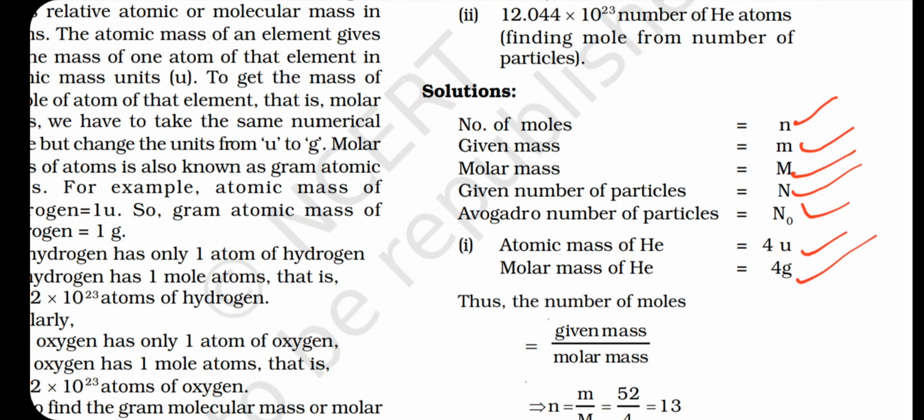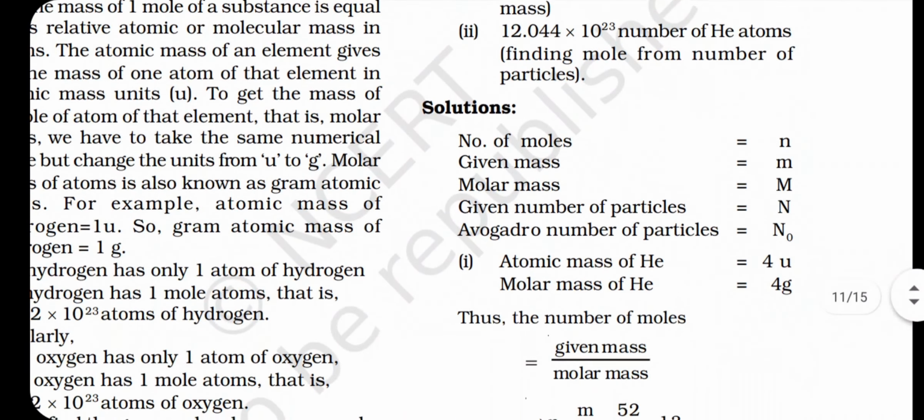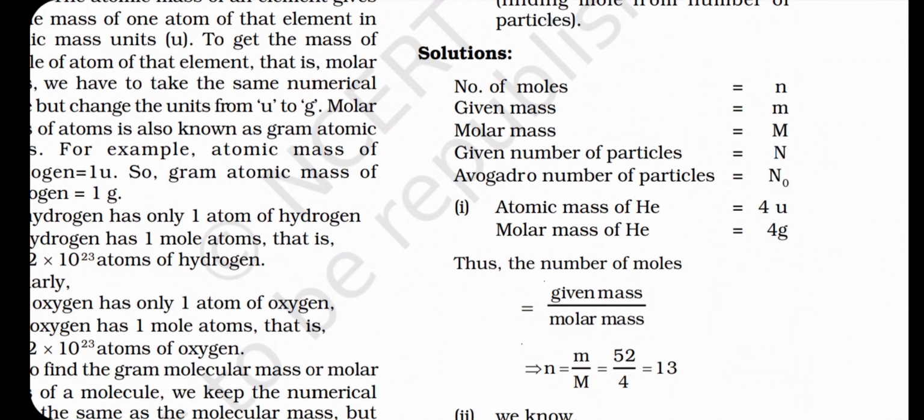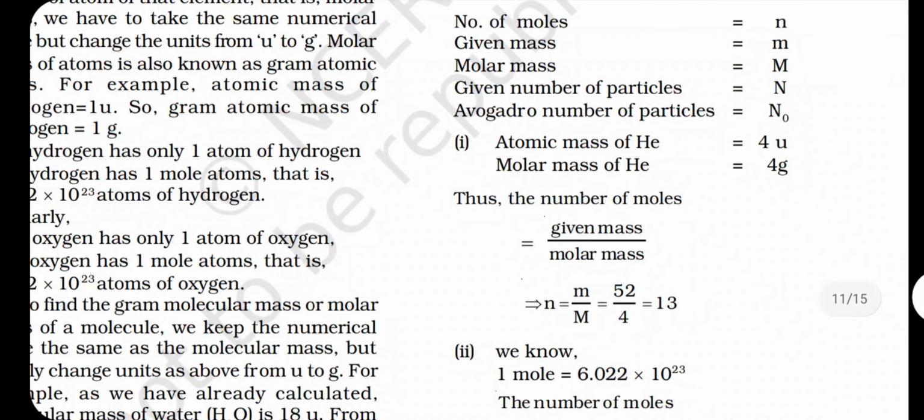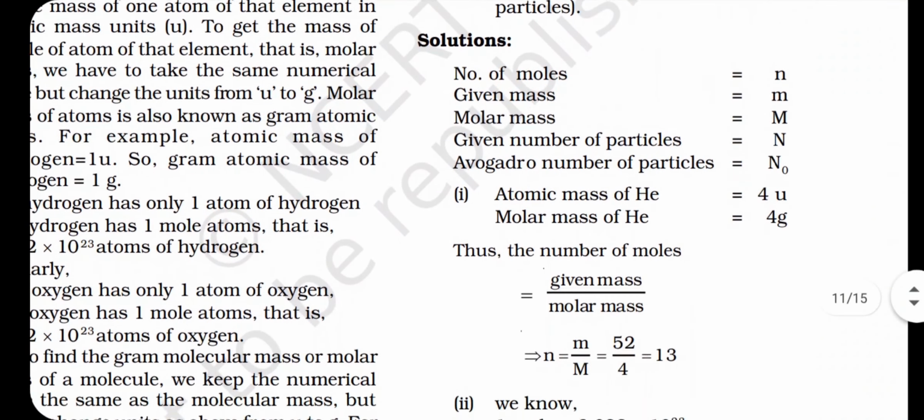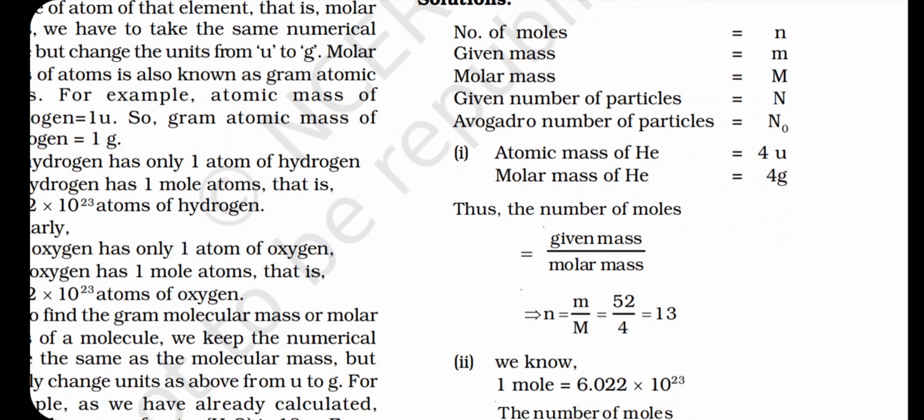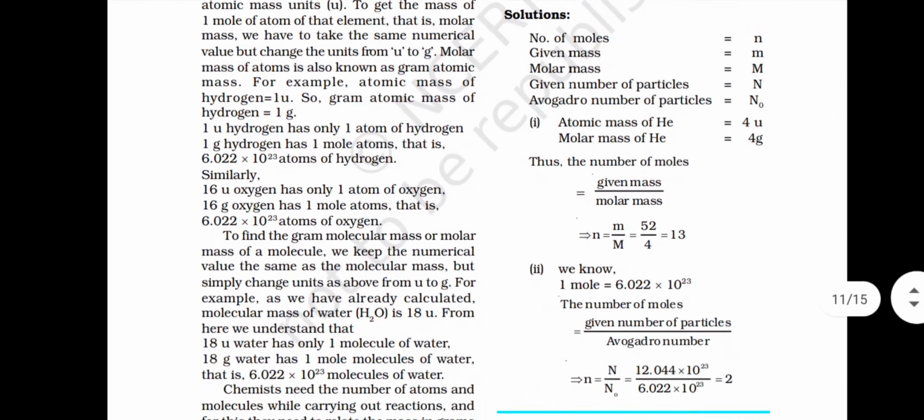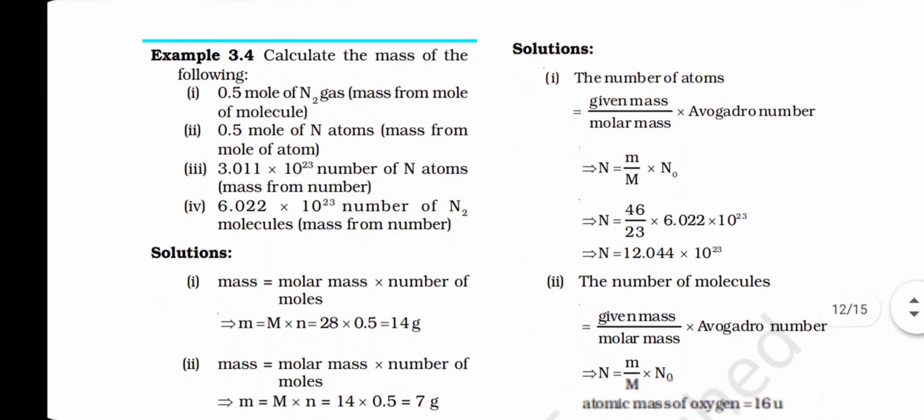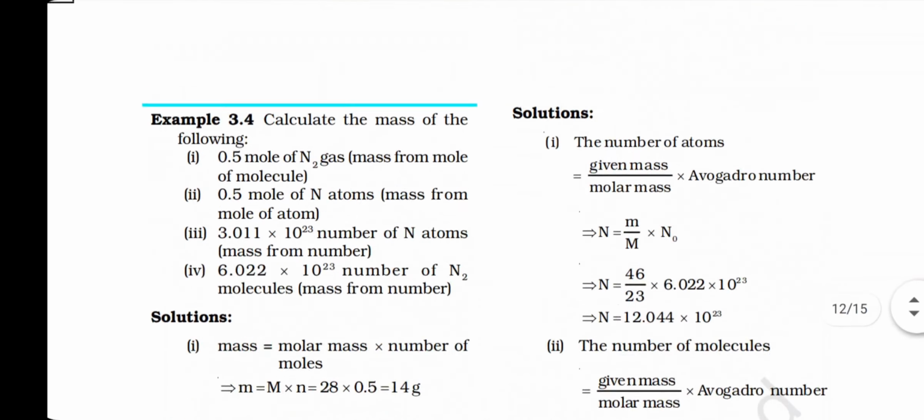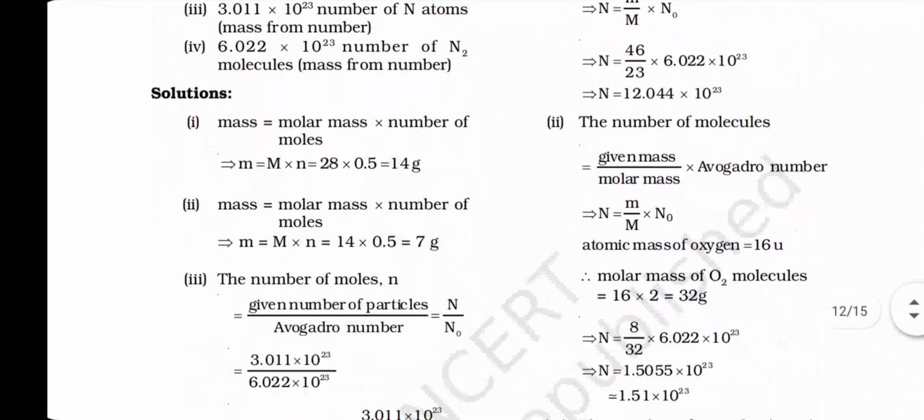So the number of moles is equal to the given mass divided by the molecular mass. The given mass here is 52 gram, and the molecular mass is 4. So you divide those to get 13. That is the number of moles: 52 gram of helium consists of 13 moles of the substance. So to find the number of moles, you have to divide the given mass by the molar mass. Here I have given different examples and formula solutions. You have to do those problems and practice as much as possible.